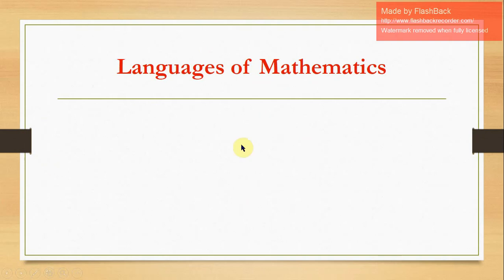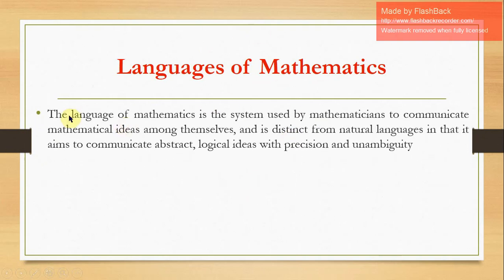Next, let's discuss the language of mathematics, which is our first topic. Now, first definition of language of mathematics. The language of mathematics is the system used by mathematicians to communicate mathematical ideas among themselves, and it is distinct from the natural languages in that it aims to communicate abstract logical ideas with precision and unambiguity.